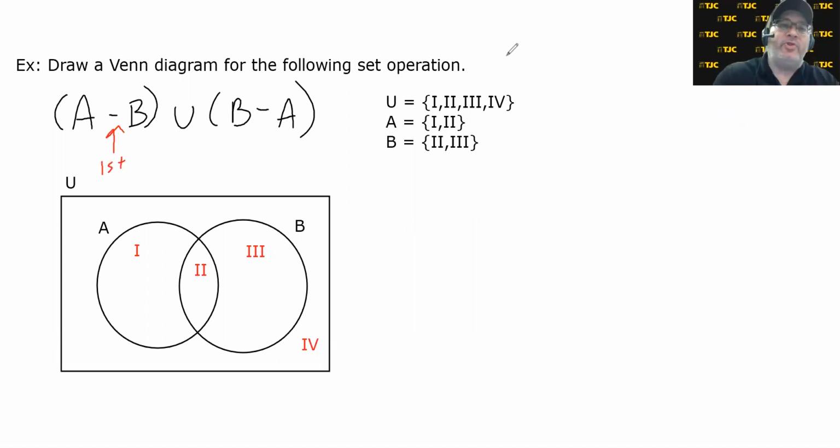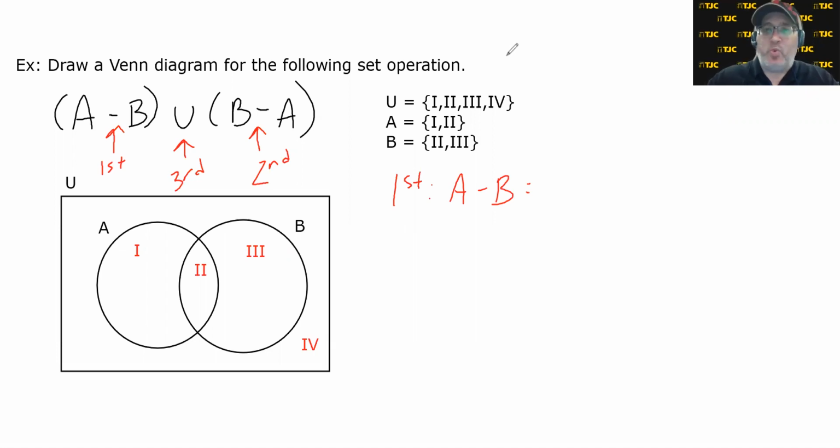Then we got another parentheses. So we'll do that set difference second. That completes both parentheses, and outside is a union, so we'll do that union third. Now that we've established the order in which we're going to build this expression, let's build it, starting with A minus B.